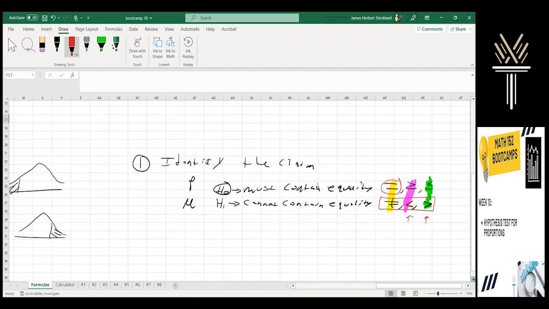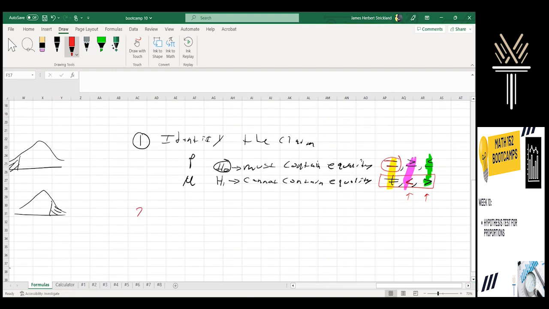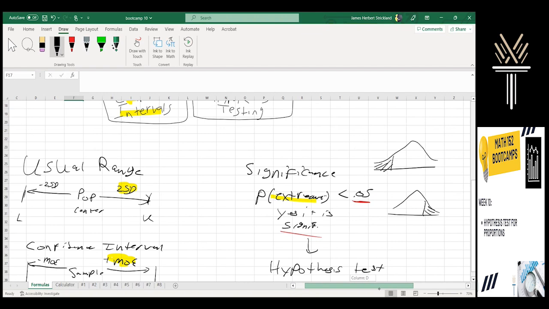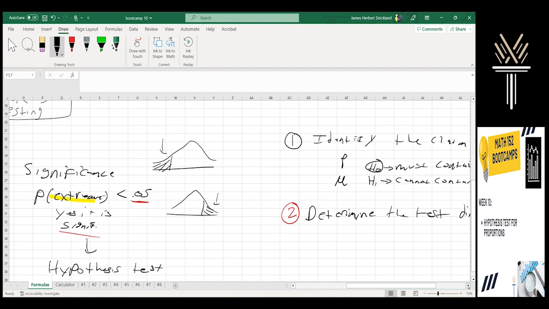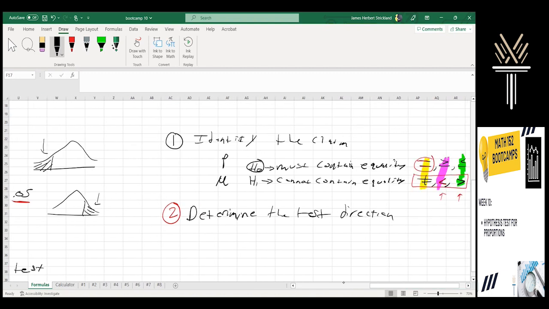Why is that? Well, the second big thing, after you identify the claim, is we determine the test direction. That is, am I looking for the area on the left or the right? We've actually done this in the past without even thinking about it. When we're finding the probability that it's less than a number, we all know that meant it would be on the left, right? We do norm.dist.